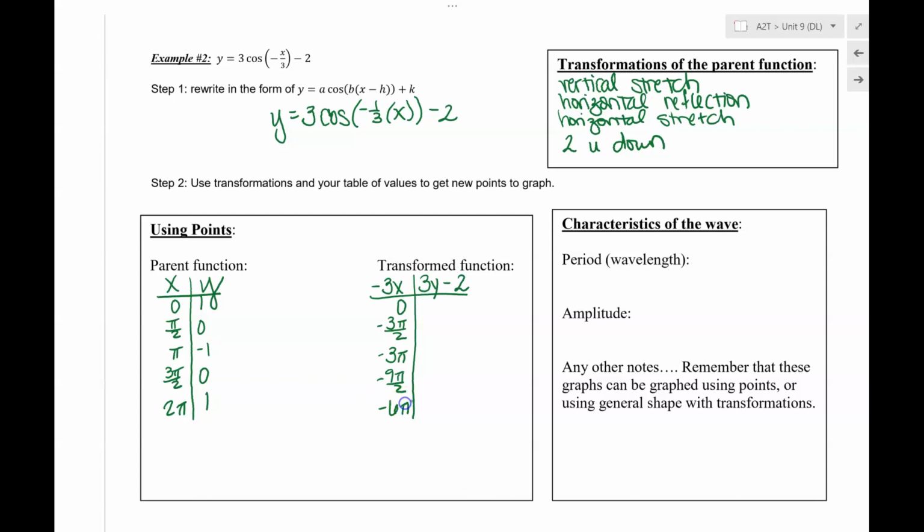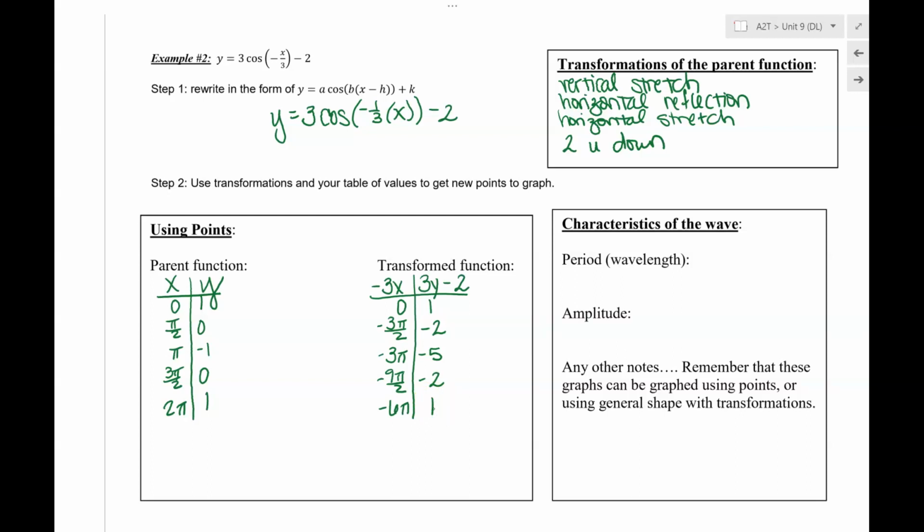All right, take your y values. Substitute in 1, you get 1. Substitute in 0, you get -2. Substitute in -1, you get -5. Substitute in 0, you get -2 again, and then substitute in 1 and you get 1. So there's our points. Awesome.